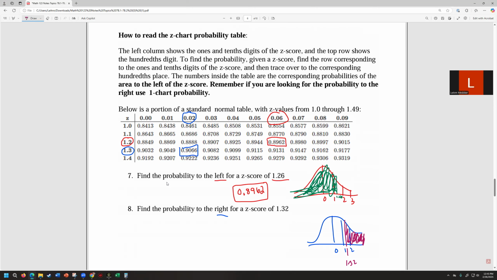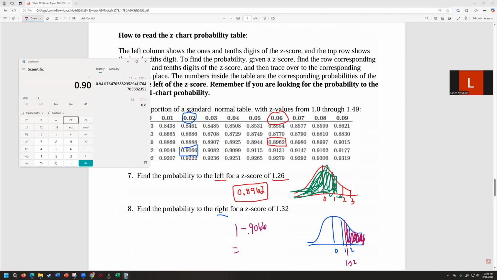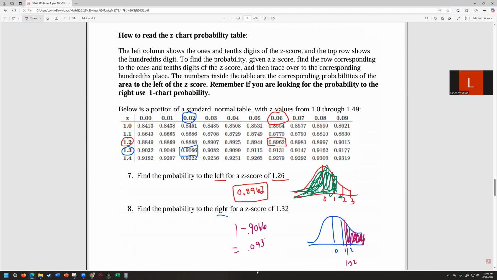So that's very misleading if you don't remember how to read the chart, because this is 90%. That's definitely not 90%, because like I said, it's not even half of the bell curve, so it's definitely less than 50%. What we do when we're going to the right is we do 1 minus the decimal, because the decimal is to the left, not to the right, and probability adds to 1, or 100%. So if we subtract, we get 1 minus 0.9066, which is 0.0934. So not quite 10%, about 9.34% of the data would be to the right.